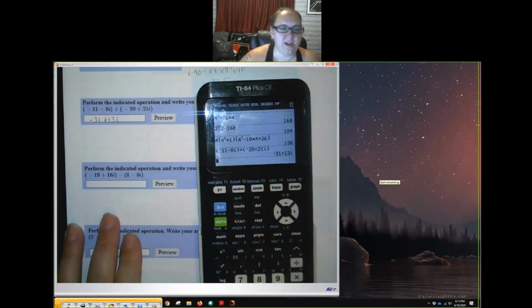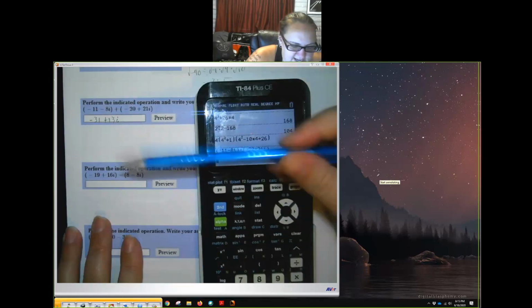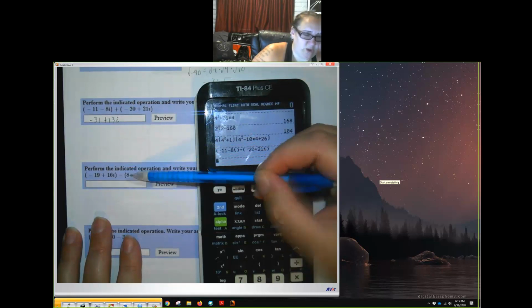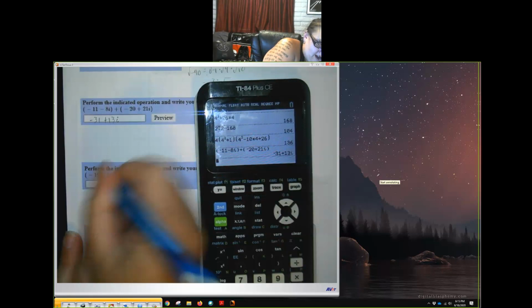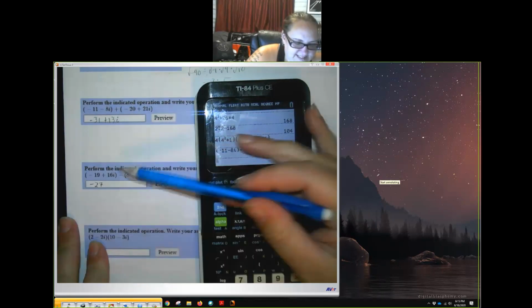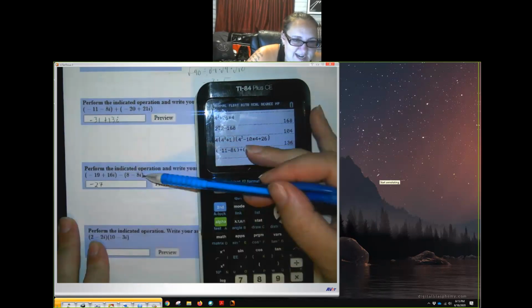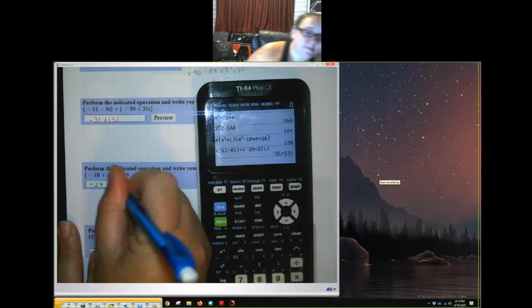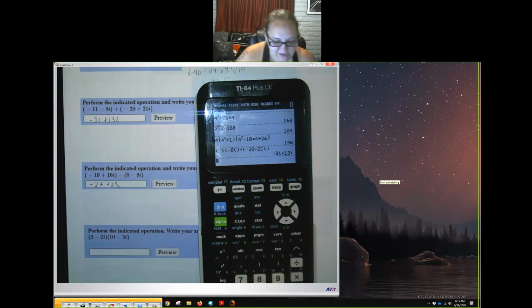So for the next one, I could again combine like terms. Negative 19 minus 8 would be negative 27. 16i minus a negative 8i would be 24i, right? Because minus a negative 8 would become positive 8. Or negative 19 plus 16i minus 8 minus 8i.